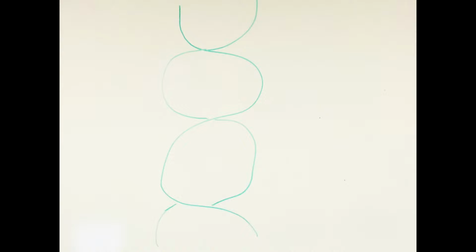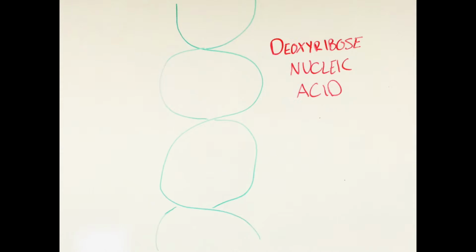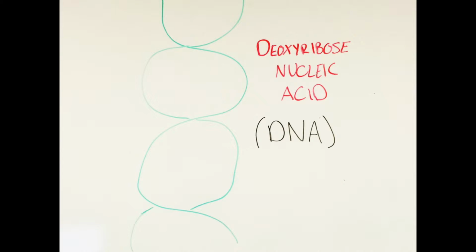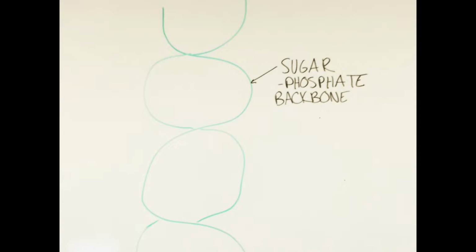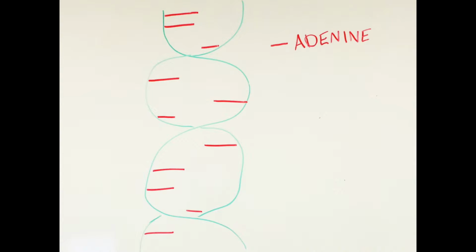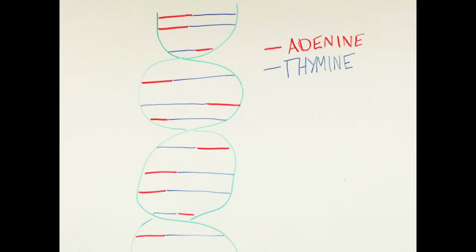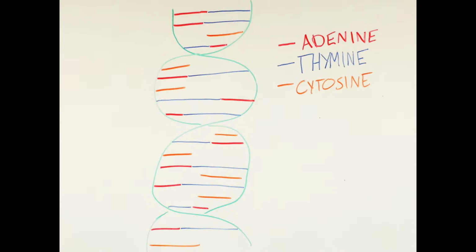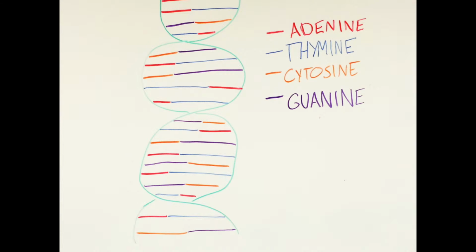But what is DNA? DNA is short for deoxyribonucleic acid. It consists of a sugar phosphate backbone and 4 different base pairs: adenine, thymine, cytosine, guanine.